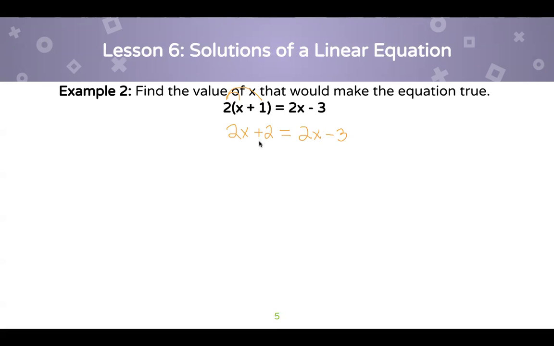But again, it doesn't matter what I decide to move first. So I'm going to choose to move this plus 2 over to this side. So remember, I'm always doing the opposite operation. So since this is addition, I'm going to subtract 2 from both sides. On this side of the equation, this cancels out, leaving me with 2x.